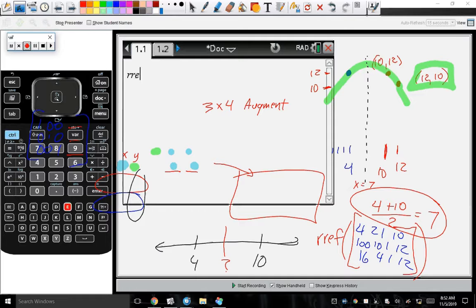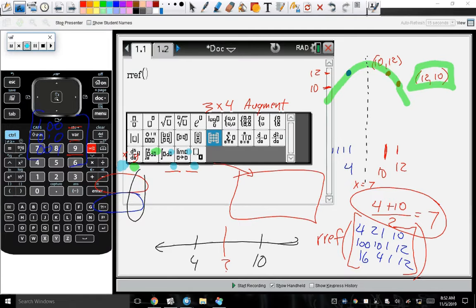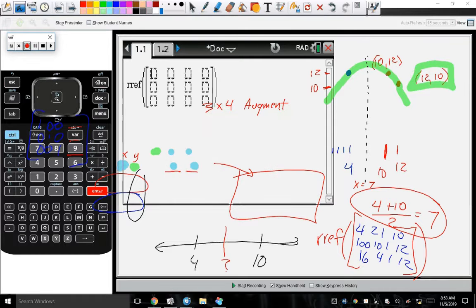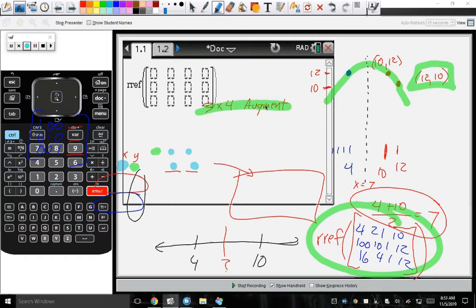So RREF parentheses, and then press this key right next to 9. We're going to look for the 3 by 3 matrix, and we're going to change one of these numbers to something else. Which one are we going to change? Number of columns. So we're going to change the columns to what? 4. So now we're just going to put in our matrix that we built together way down here, and we're going to put them in right here in this 3 by 4 augmented matrix. And the reason why it's a 3 by 4 is because it's 3 rows by 4 columns.